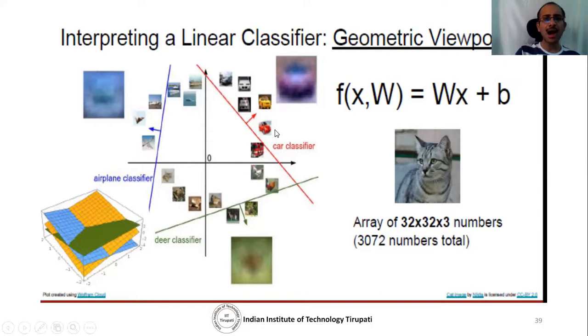As you can see here, all cars are here. Okay, and then what this classifier does is, this score is positive for the car class if the car lies in this region, and the score will be negative, or we can consider it less than 0, for the car class.